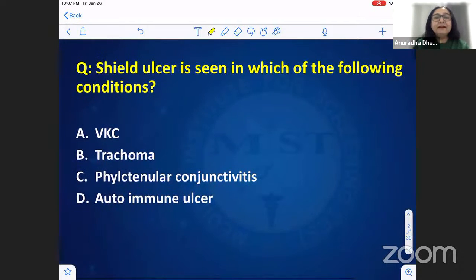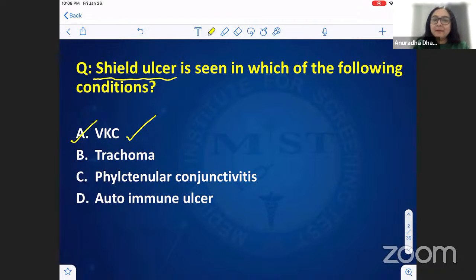So the first question here in my list is a pretty straightforward question, and I hope all of you who had undertaken the classes, who have gone through the notes, or who did the mock test, this is a very, very simple straightforward question. The question was, the shield ulcer is seen in which of the following conditions? And the choices given to us were VKC, that is vernal keratoconjunctivitis, also known as spring catarrh, trachoma, phlyctenular conjunctivitis, or maybe an autoimmune ulcer. So when we talk about the shield ulcer, n number of times we have discussed that this is associated with VKC. So a pretty straightforward question in my opinion.